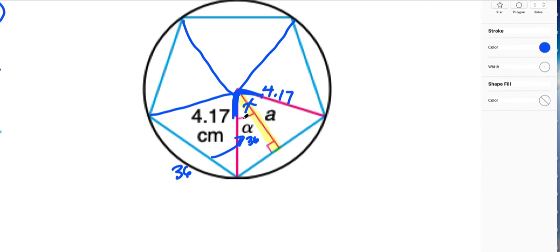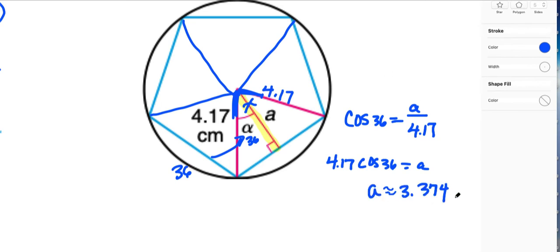right here, then I'm looking at a right triangle where we've got 36 degrees. The hypotenuse is 4.17, and the side we're looking for, according to the angle that we're standing at, is adjacent. So that's going to be the cosine of 36 degrees equal to the apothem over 4.17. I'm going to take that 4.17, multiply it by the cosine of 36, plug all that into my calculator, and I will find the apothem is approximately 3.374. Not too bad.